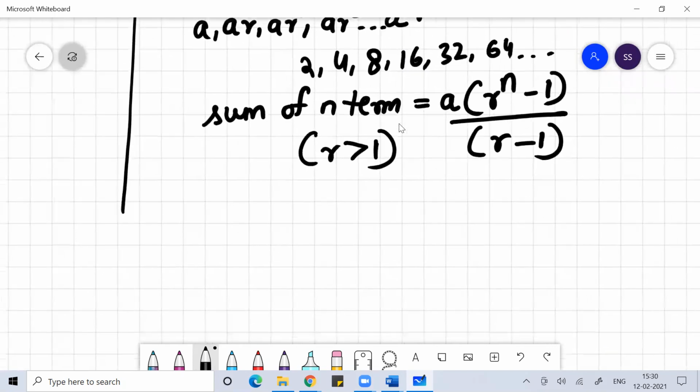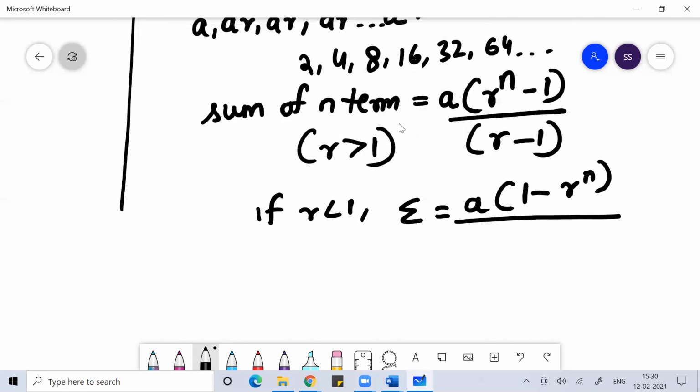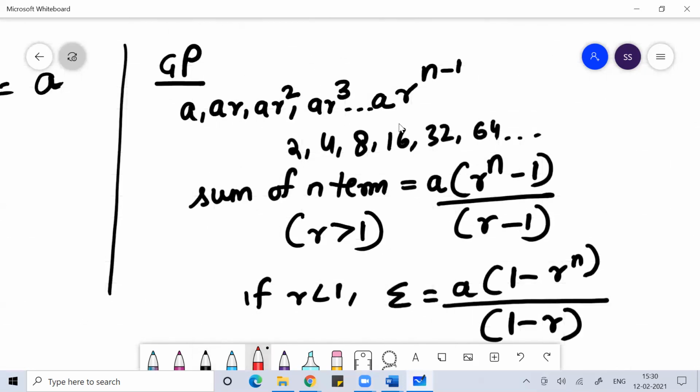So for the basics right now, just see this: if your ratio is less than 1, then the sum formula is a into (1 minus r to the power n) by (1 minus r). In these formulas, what is a? a is your first term. What is r? r is your common ratio. Like if you see what the ratio is here, the ratio is 2. The numbers are increasing by 2.